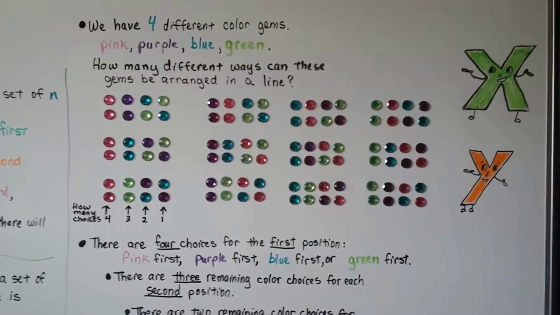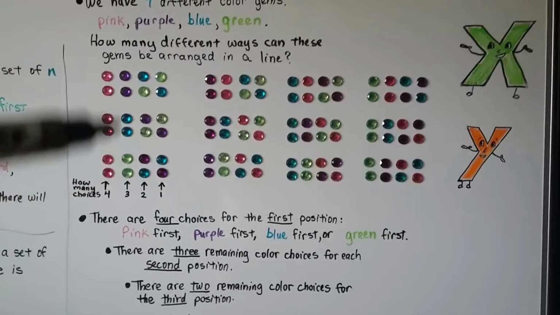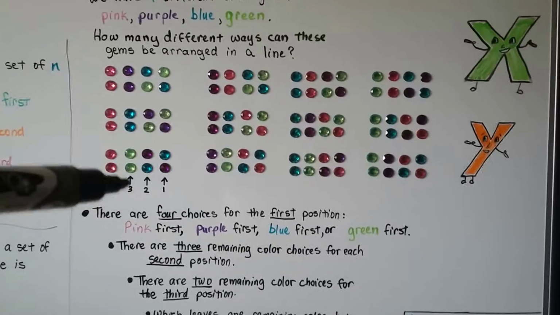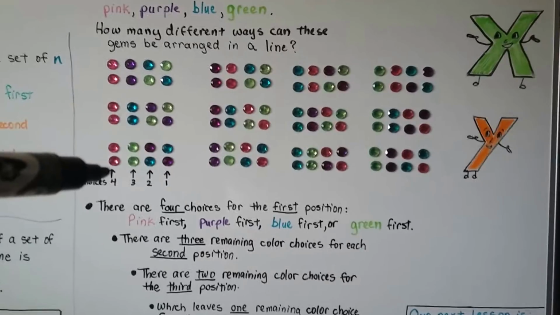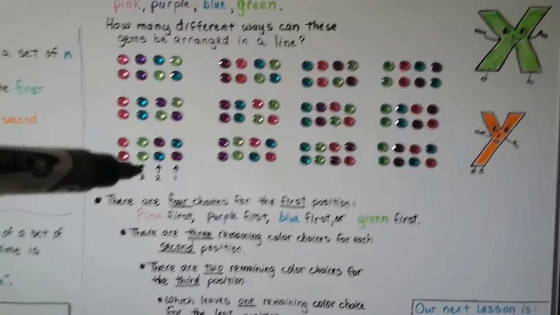Okay? So if we choose pink first, there's 3 remaining color choices for each second position. If pink is first, it's already used. We can't repeat. So now we have purple, blue, or green that can be in the second spot.